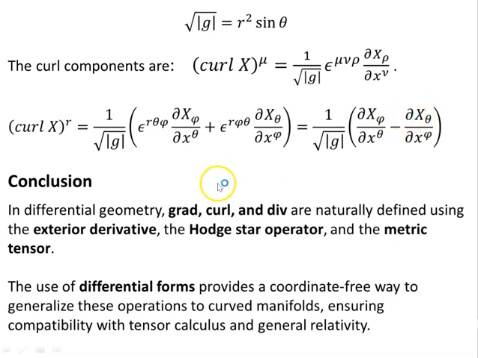So in conclusion, in differential geometry, grad, curl, and div are naturally defined using the exterior derivative, the Hodge-Star operator, and the metric tensor. The use of differential forms provides a coordinate-free way to generalize these operations to curved manifolds, ensuring compatibility with tensor calculus and general relativity. Since in general relativity, we don't want our results dependent on our coordinate system. They're independent of our coordinate system. Our coordinates are just labels for phenomena, and they're not physical phenomena in themselves, they're just labels.